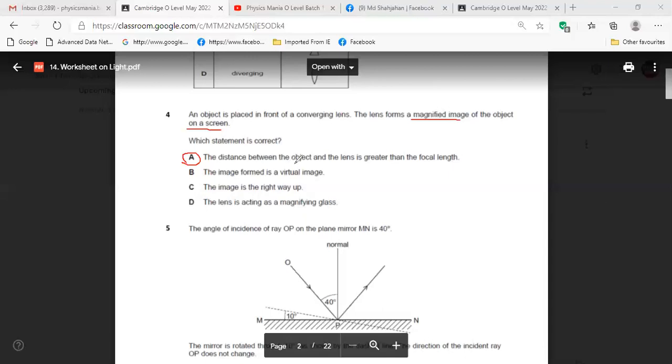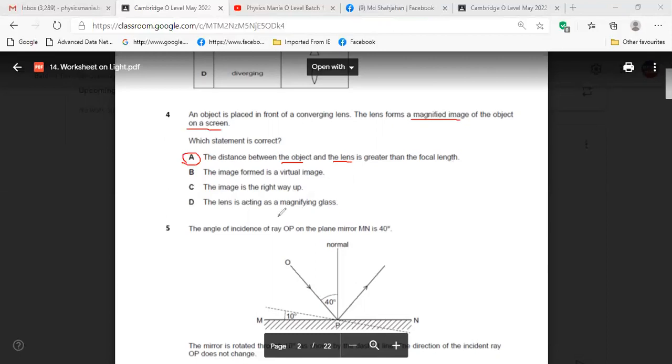The distance between the object, that is the object distance, is greater than the focal length. That means you see the object is in between focal length and the double of the focal length. Can you see in the diagram? It's between f and 2f, isn't it? Your object is between f and 2f, right? Which is showing that the object distance is greater than focal length.